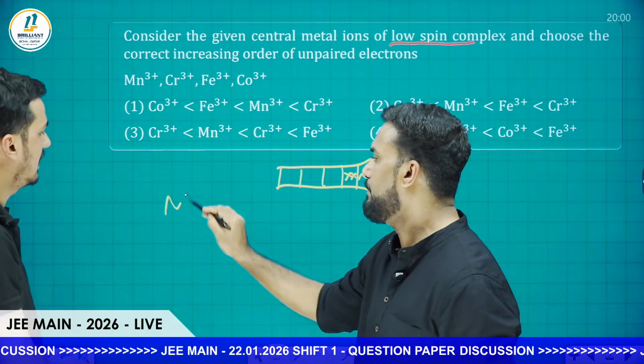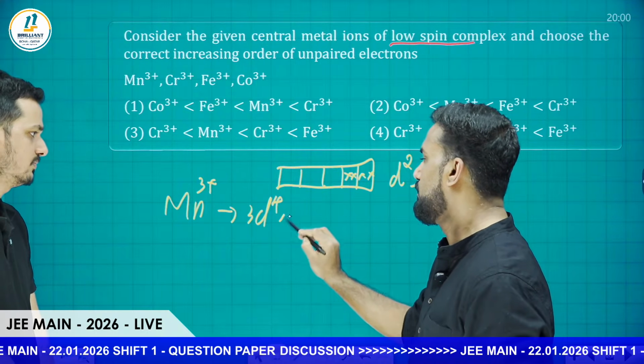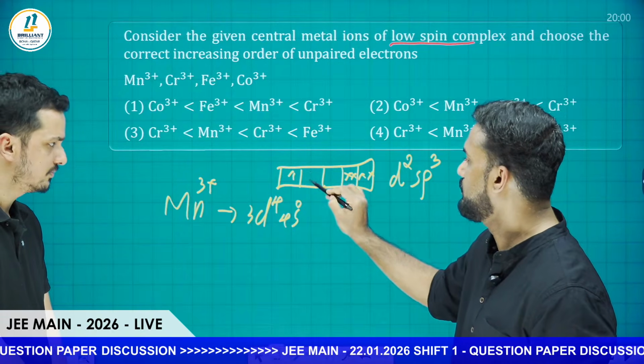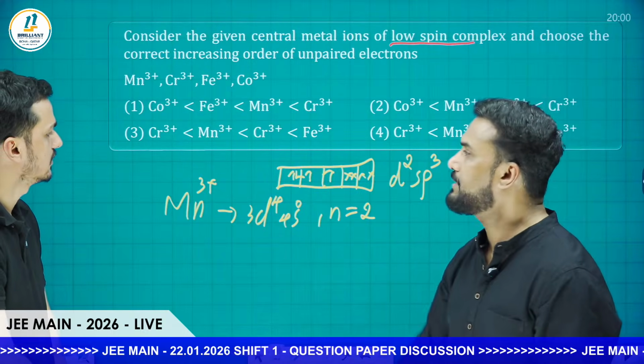We can take Mn3+. Mn3+ means it will be 3d4, since Mn has 5 electrons in 3d. So it will be like 1, 2, 3, 4. So n equal to 4... 4 unpaired electrons are there. Okay, like that you have to take.